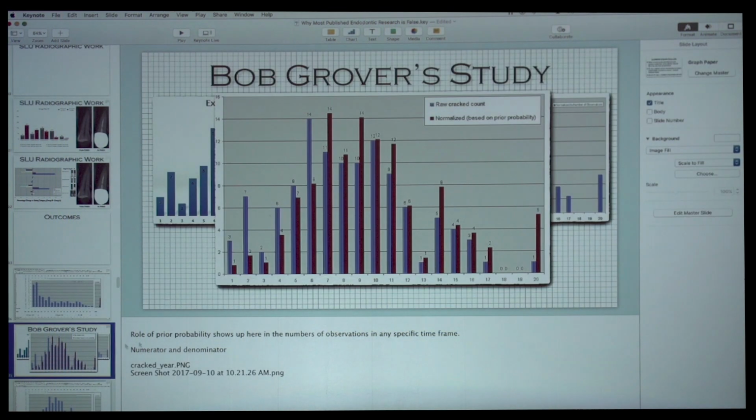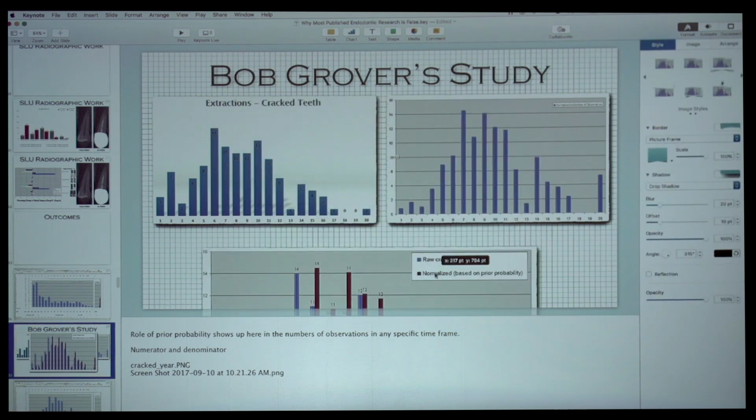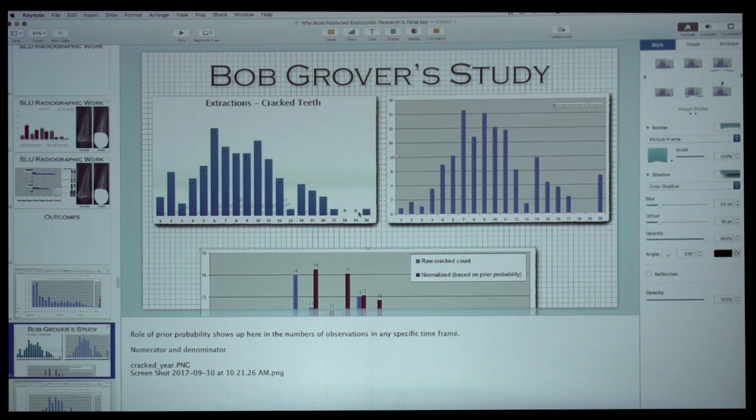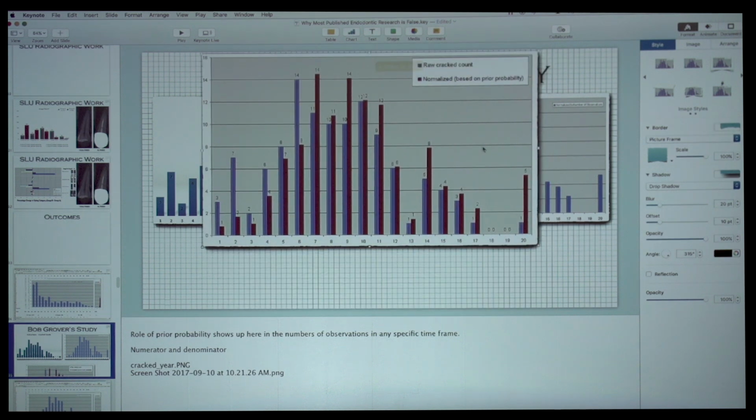So here are the actual corrected numbers. So the raw cracked count: year 2 is great, and so is year 20. Year 2, he observed 7 fractures, but the percentage of fractures was under 2%. And out here at year 20, where he only observed 1 fracture, there were only 20 observations, and so that's all of a sudden a 5% fracture rate. And again, there's a lot of noise in the data. With 20 coin flips, you're not going to have a good observation, and we're not going to get there today.